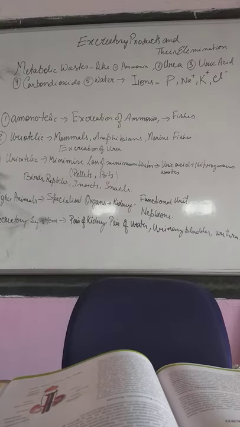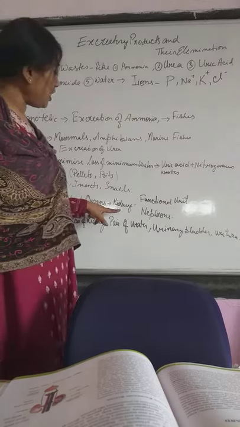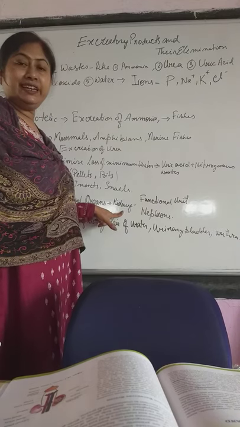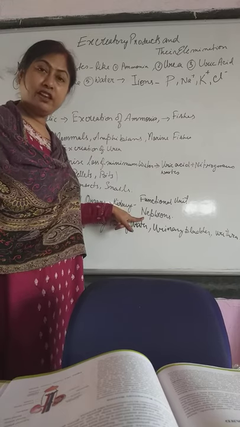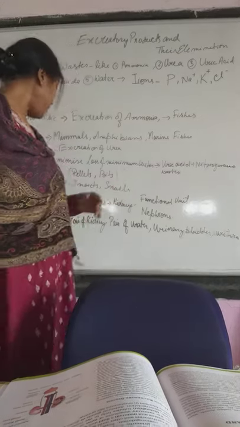Now in higher animals, for example vertebrates and of course human beings, they have a specialized organ. That specialized organ is known as the kidney. The functional unit of the kidney is known as the nephron. That will come in the later part of the chapter.